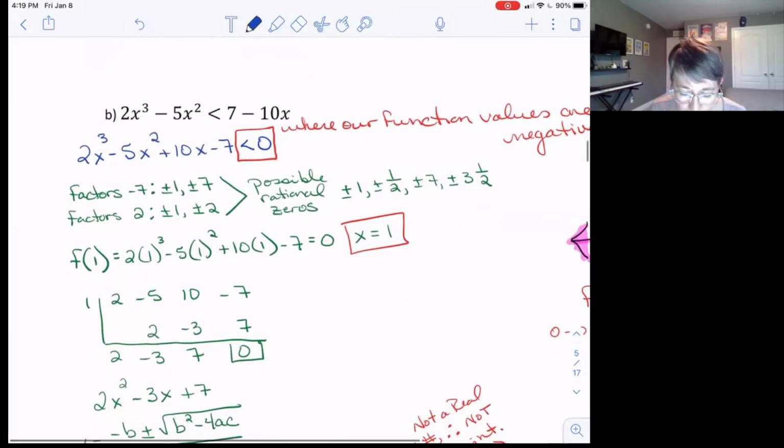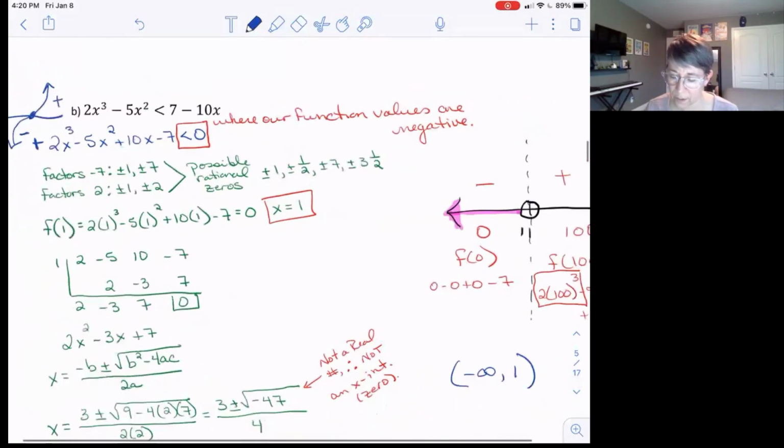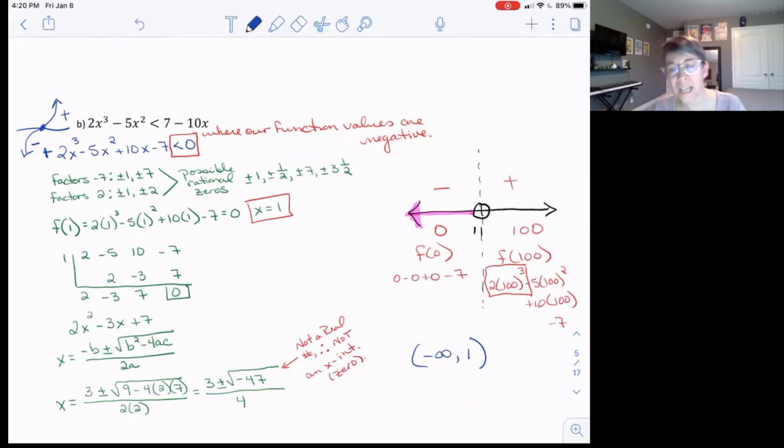Same thing for problem B. We have a cubic this time with a positive a, which means our function is going to go like this. And if there is only one x-intercept, we know it's going to go from negative to the left to positive to the right, which is what we got here in our number line. So that's a nice way to check.